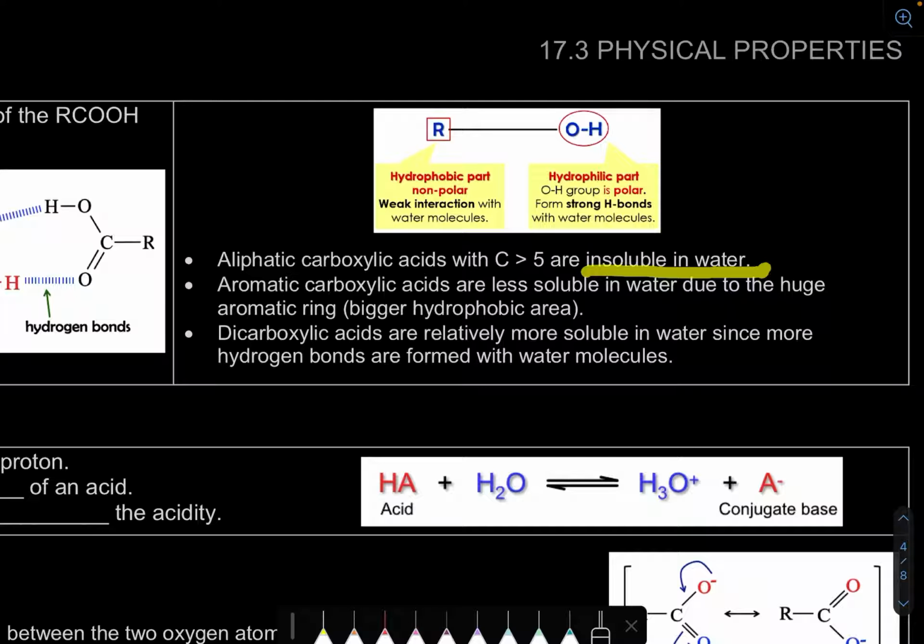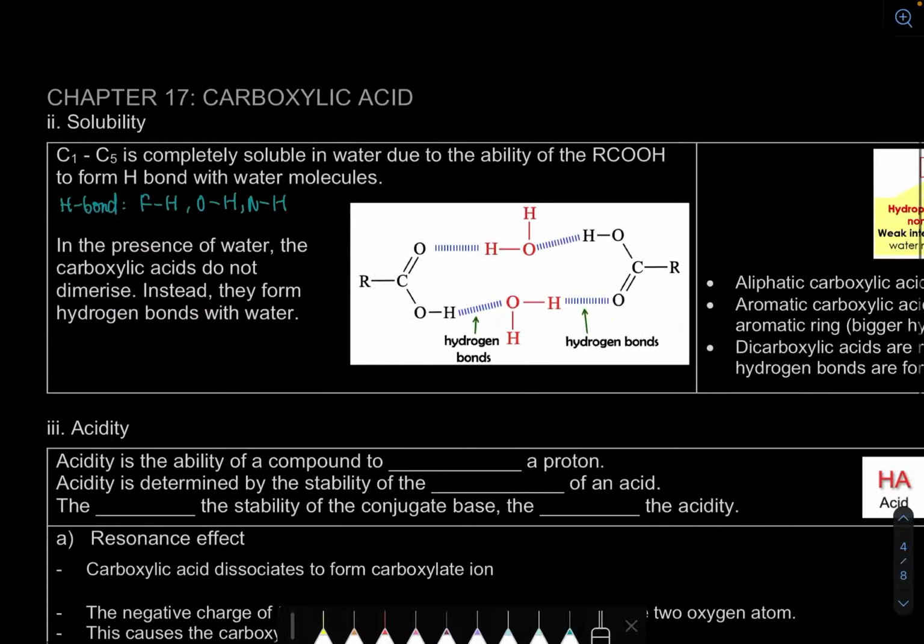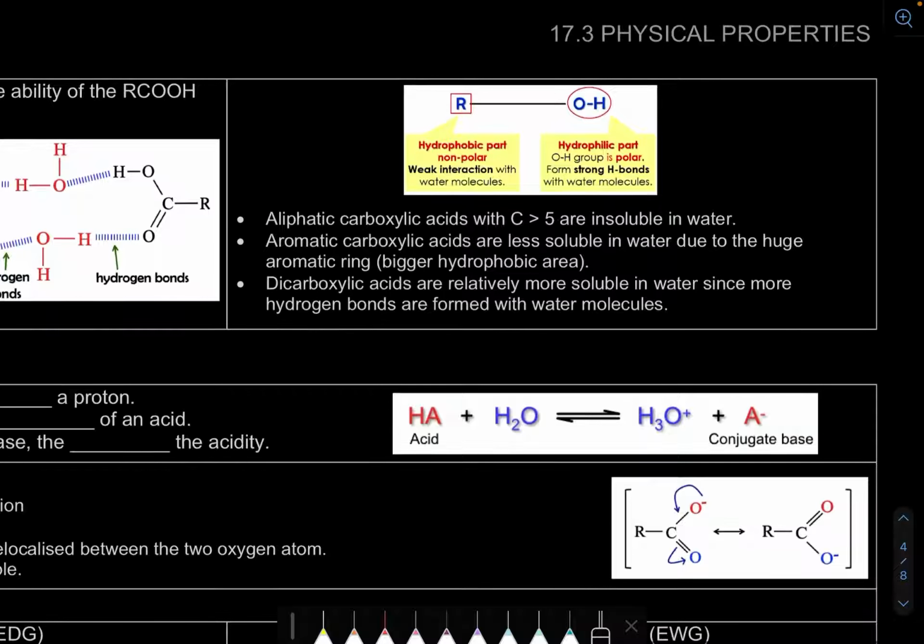Okay, why? Because your carbon, this R, is the hydrophobic part. So they cannot form hydrogen bond with water. Again, we said solubility is the ability to form hydrogen bond with water. If there is a lot of carbon, it cannot form the hydrogen bond, hence it is insoluble. The same goes for aromatic carboxylic acid. Because if it is aromatic, the carbon is 6. That is the minimum. If, for example, we have more substituents, we have more than that.